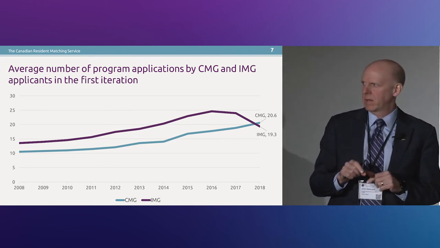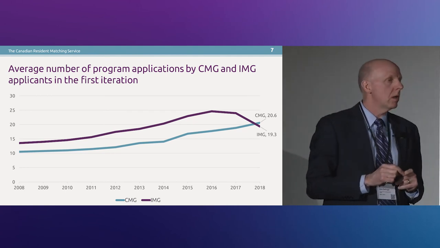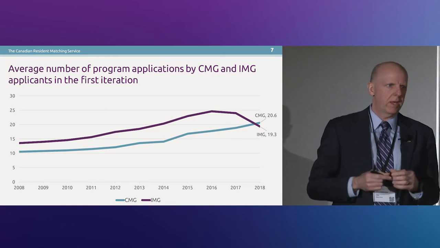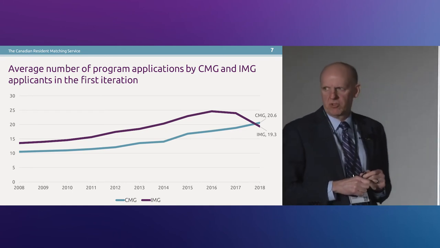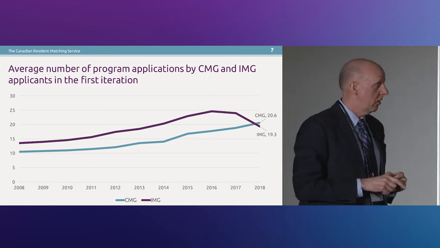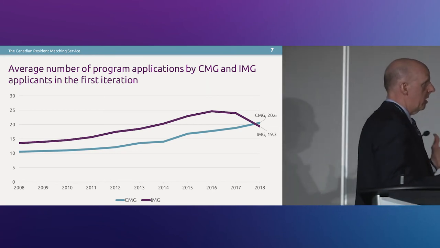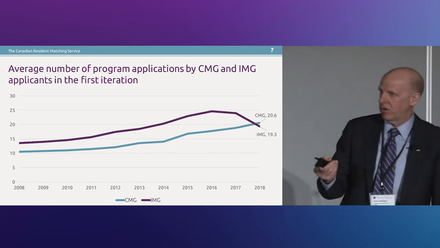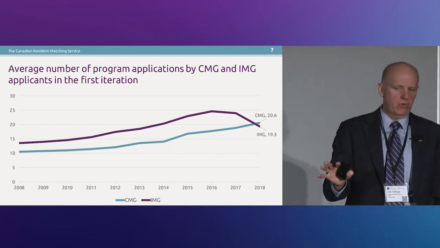In Newfoundland, there was no IMG quota at all in the first or second iteration, and again, Newfoundland had a relatively high participation rate, so the combination of those two drove it down. But the other feature here is that the CMG number continues to go up, and it was under 20 last year, so now we're pushing hard on 21.